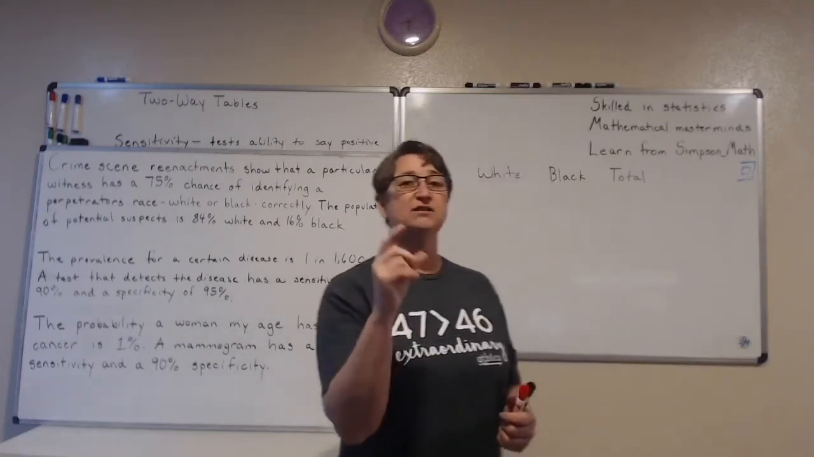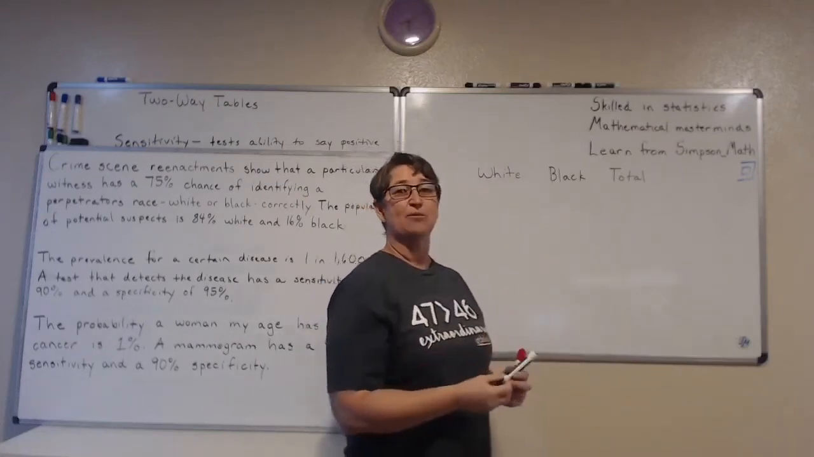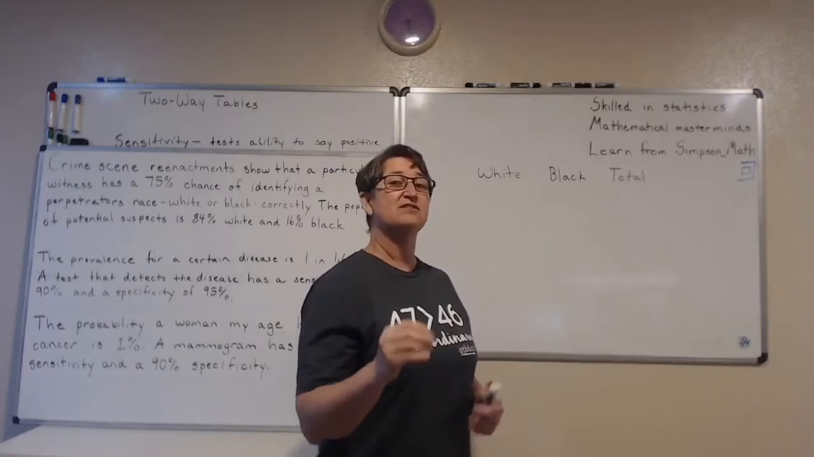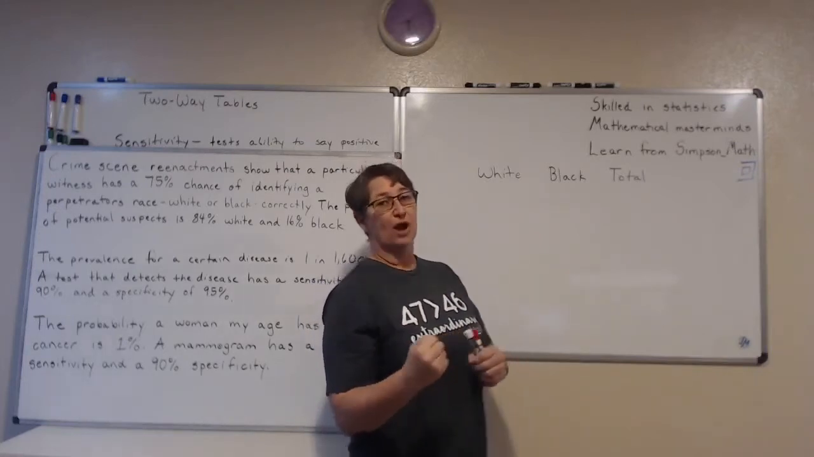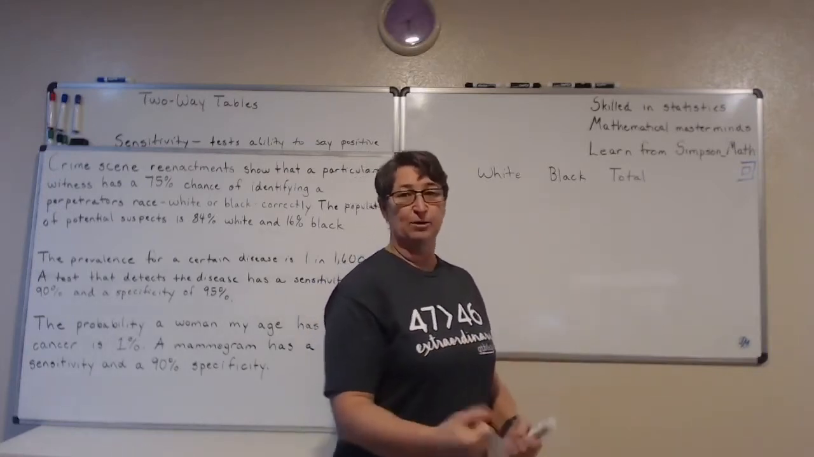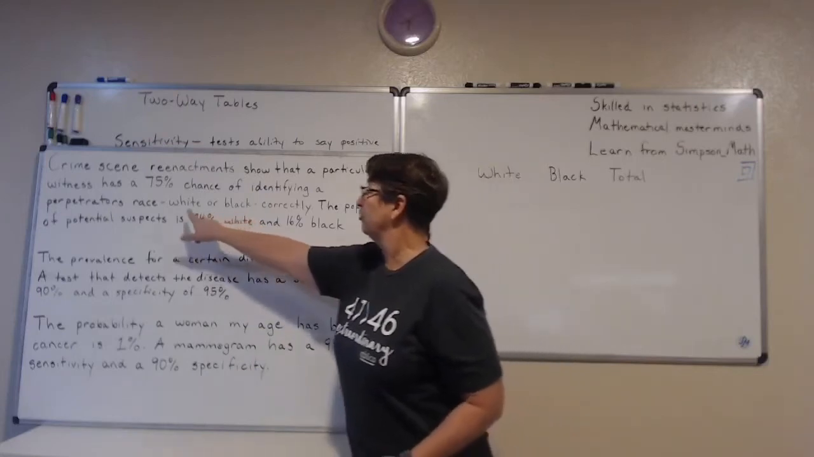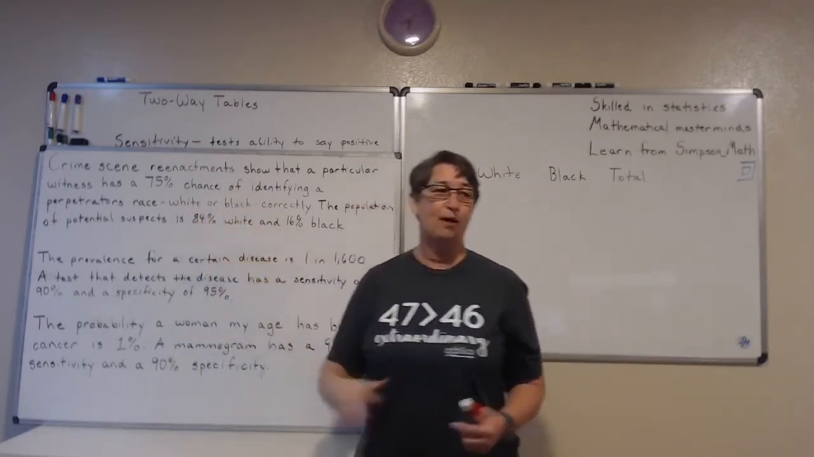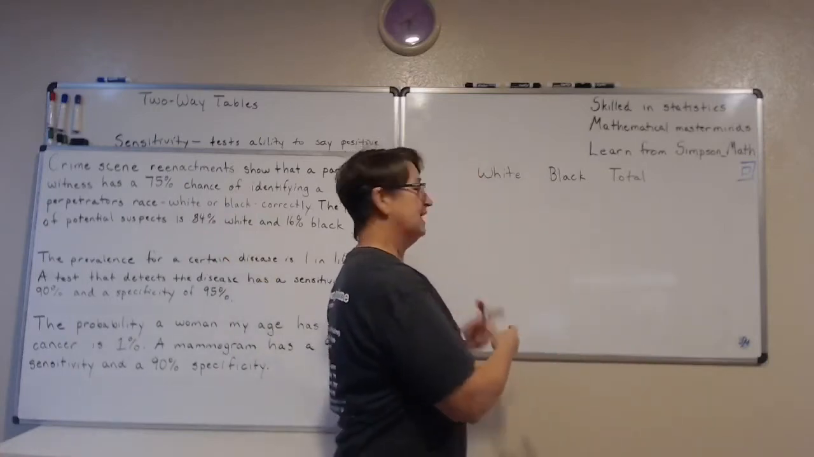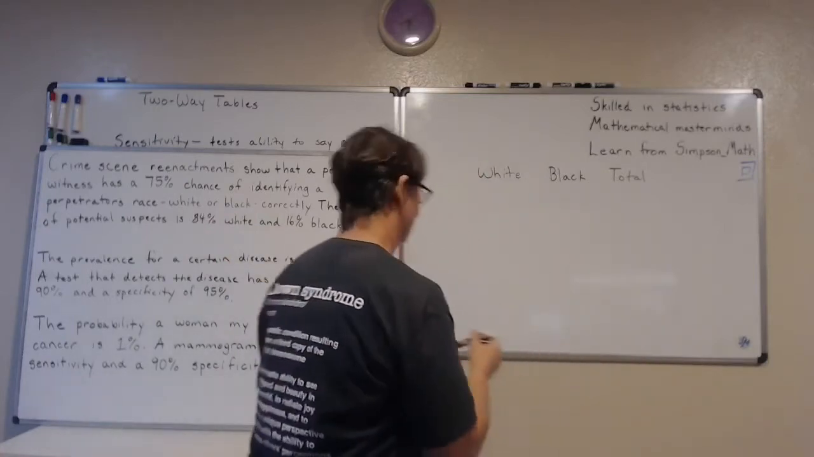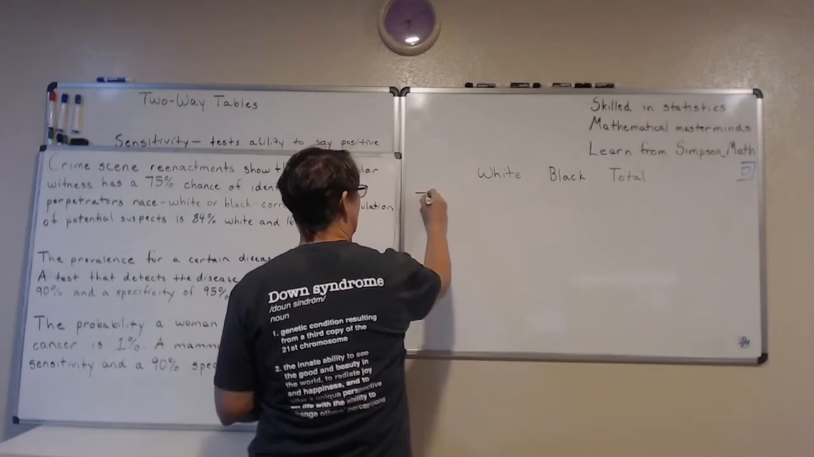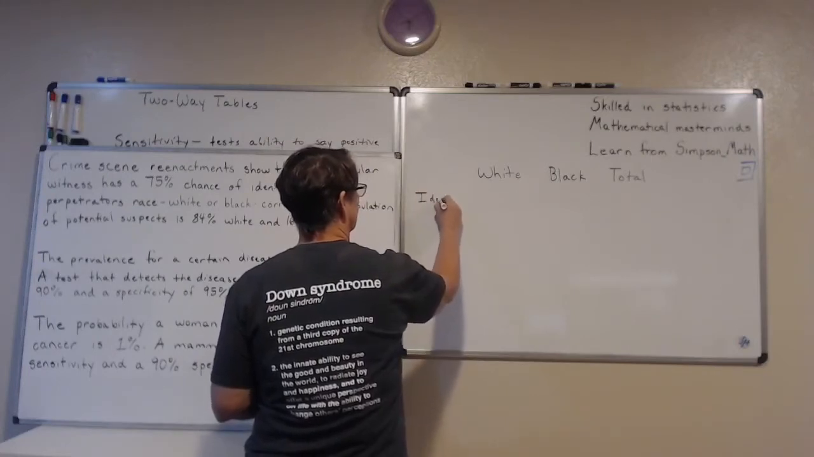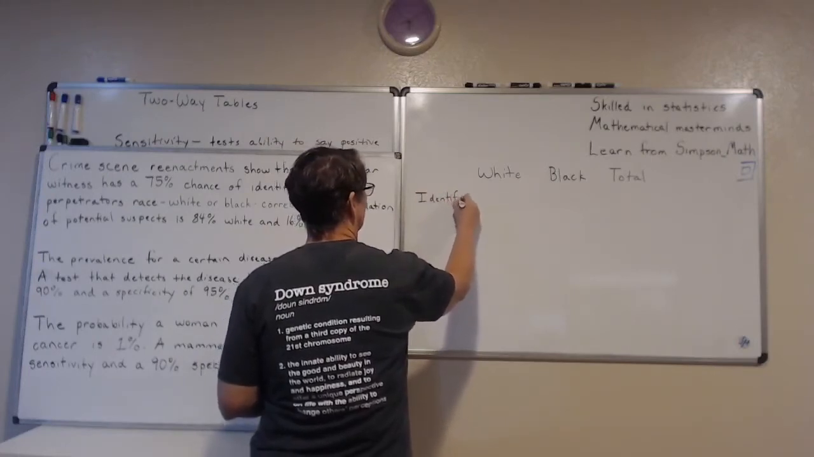what I'm going to do is label it as identifies them white or identifies them black, because that's how they do it. They're identifying the race as white or black too. So I'm going to put that along this side, is how did they identify them? So they identify the perpetrator as white.